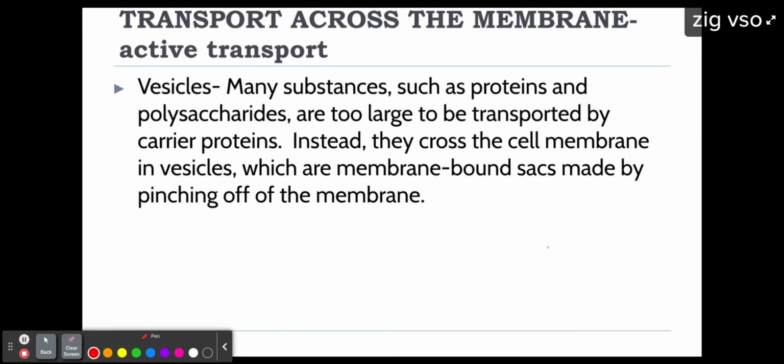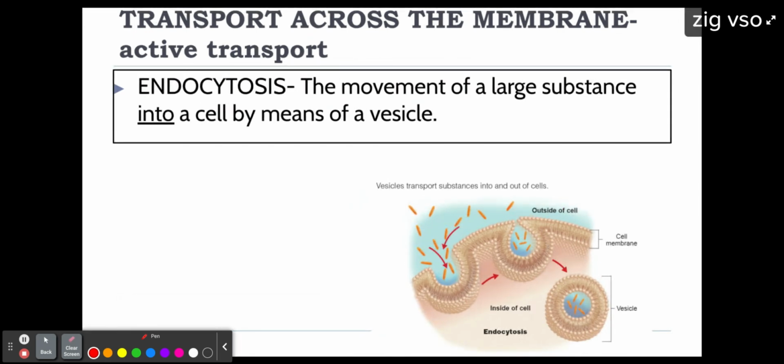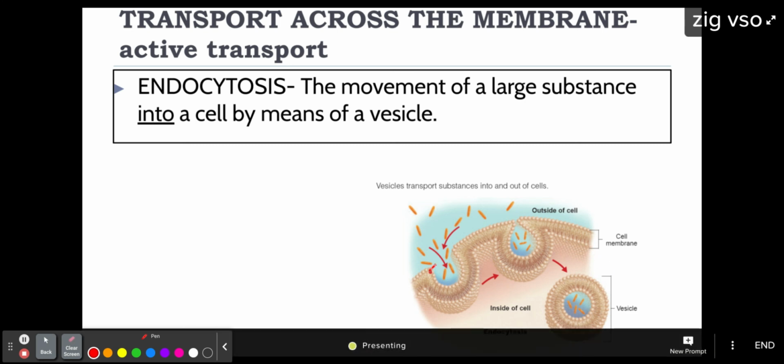You can also have vesicles. We learned about those when we talked about the structure of the cell, which is a small membrane-bound sac. So if a cell is taking something into it, it's called endocytosis. And you can see right here how you have this little Pac-Man, and it takes the material and encloses off, and now that material is inside the cell.